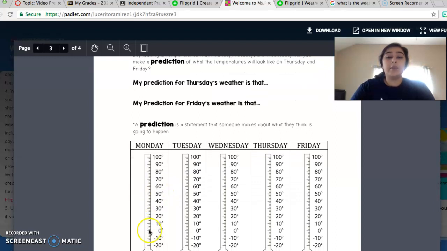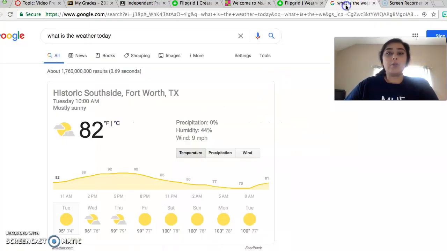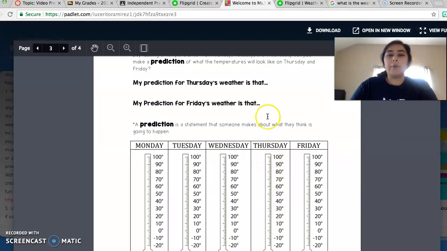So basically, they record Monday's, Tuesday's, Wednesday's temperature. When it's Wednesday, they will make a prediction based on the pattern that they see from the weather on Monday, Tuesday, and Wednesday, and write a prediction of the weather for Thursday right here. When Thursday comes, they will look at the prediction and then they will look up the weather easily. They could just go to Google and type in what is the weather today, and it gives you all the information. They will go ahead and graph it, and was their prediction right? Were they close? And they will do the same thing for Friday.